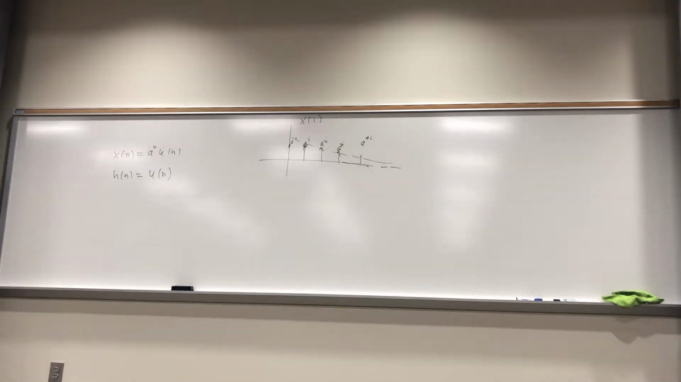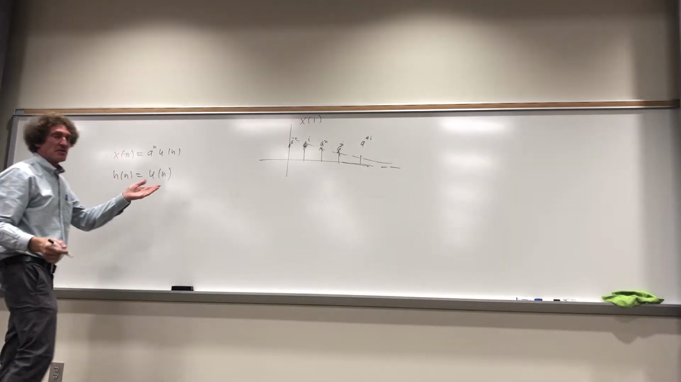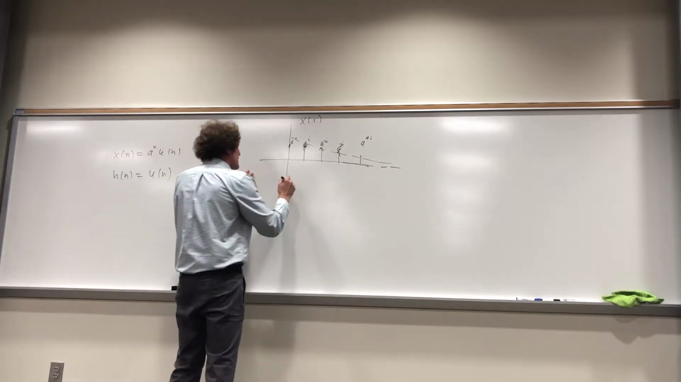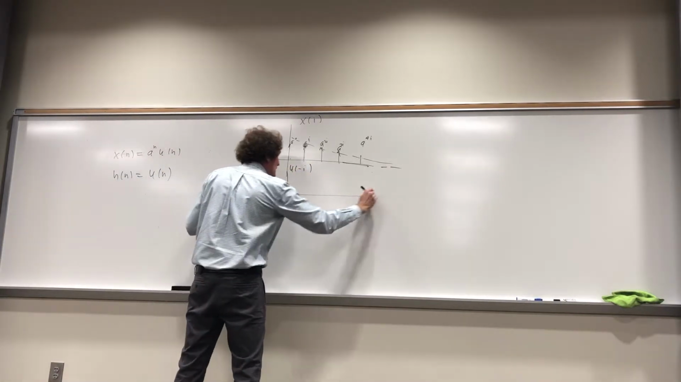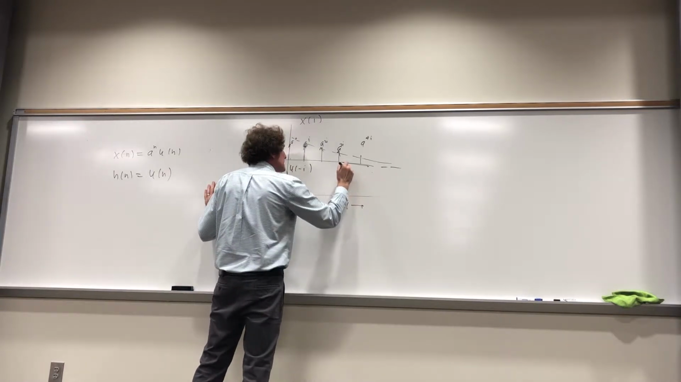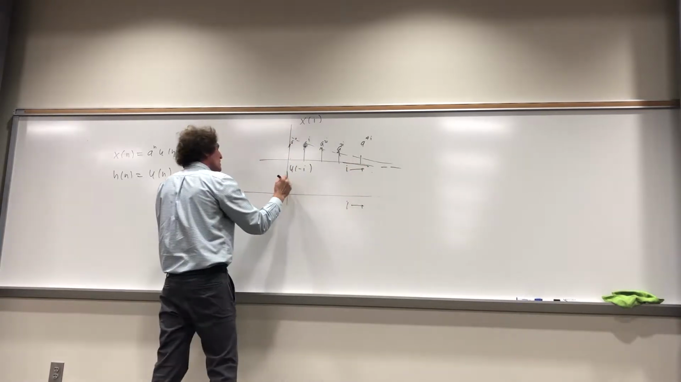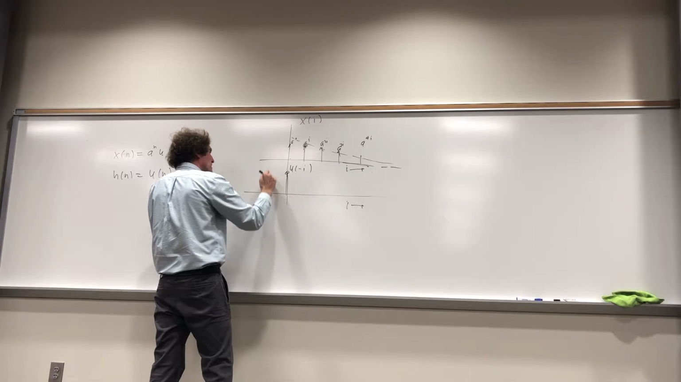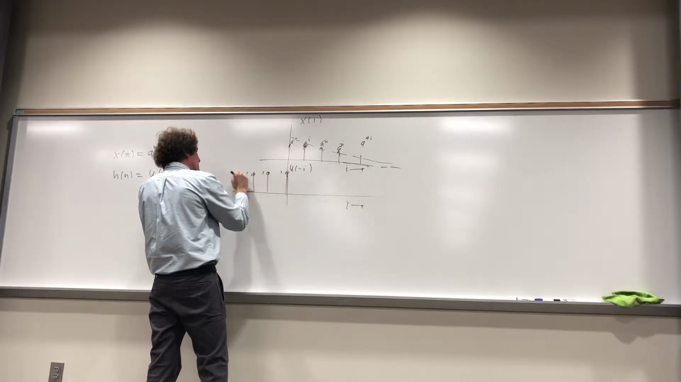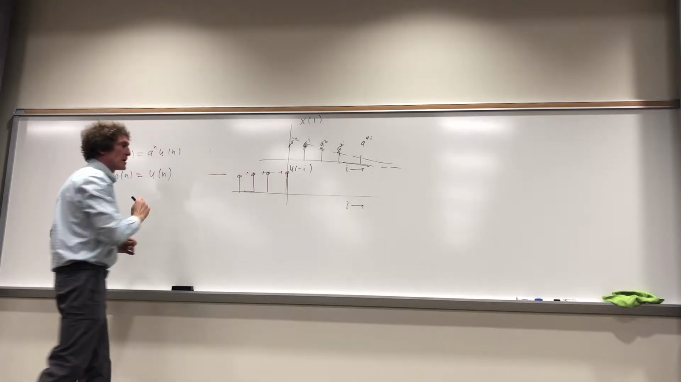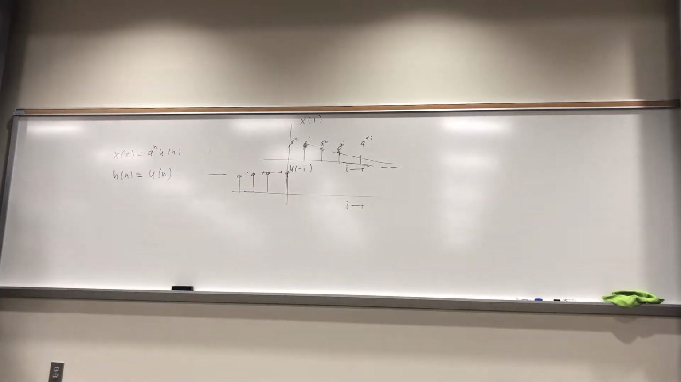Now, let's take a look at the other function. First, I flip it, right? And I get u of minus i. If this is i here, it would look like this, with all these being 1, going on forever. And if you want to show the envelope, you can. How many agree with that?